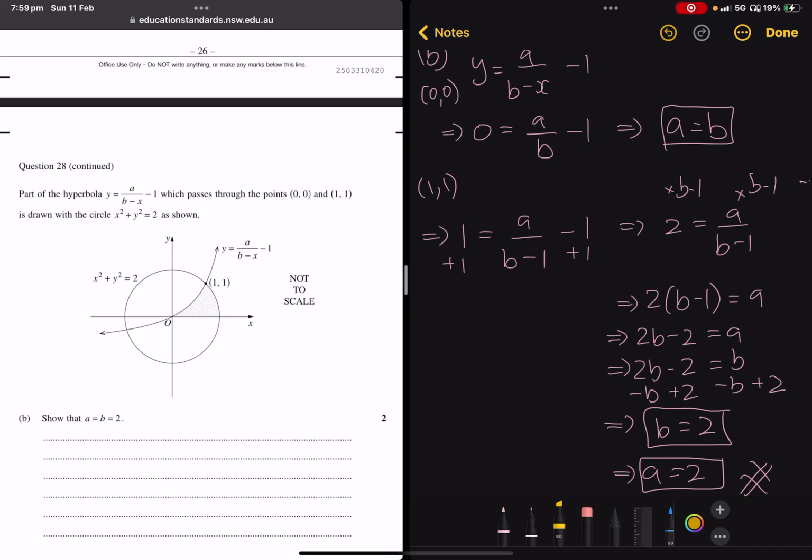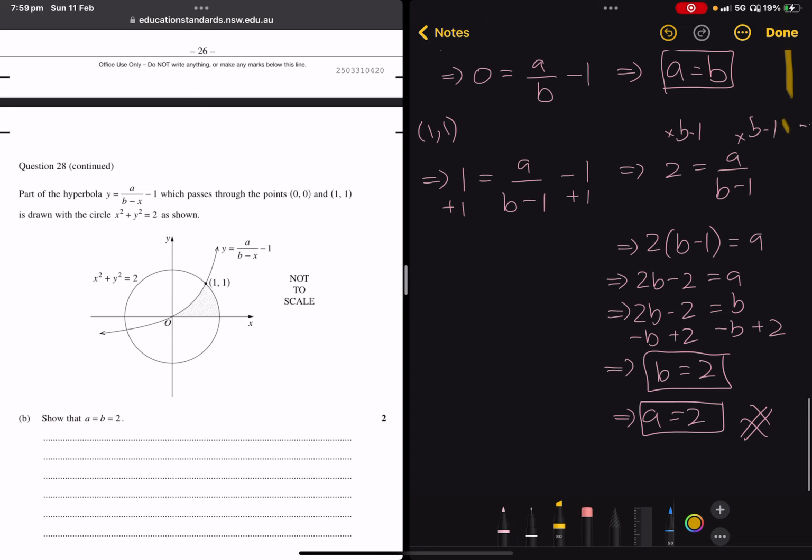For part B, 1 mark if you can show that a is equal to b. So this is using the origin as a known point. And then you get the second mark for providing correct working to demonstrate that a is equal to 2 and b is equal to 2 as well. And this is using the fact that it passes through both the origin and the point (1,1). Combining those pieces of information yields you this solution. So this is how we did part A and B of question 28.